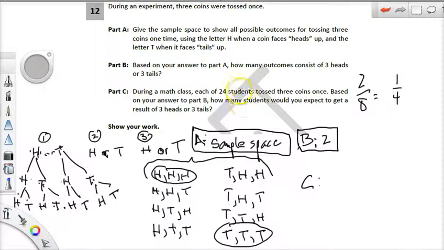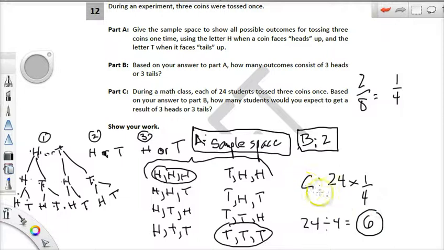So if 24 students do this all at once, a quarter of them is like a quarter chance, and you do it 24 times. Basically, we'd expect a quarter of them to get all heads or all tails. So just do 24 times a quarter, which is the same as 24 divided by 4, and you would expect it to be 6. Okay, so there's our part C.